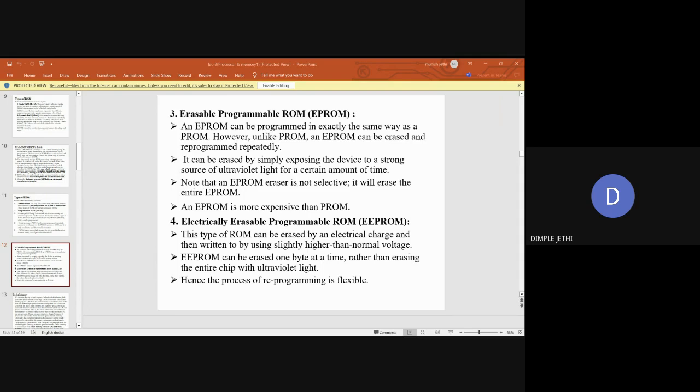So we did the four types of ROM, right? Masked ROM, that means normal ROM, then programmable, that you can rewrite but only once. Next is EPROM. You can rewrite as many times, but the entire chip has to be rewritten. And next is EEPROM, where you can be selective about which portion you want to erase.